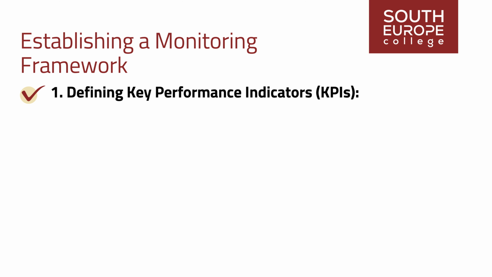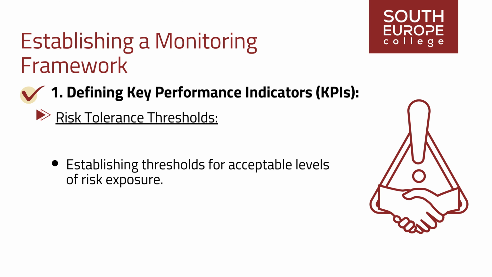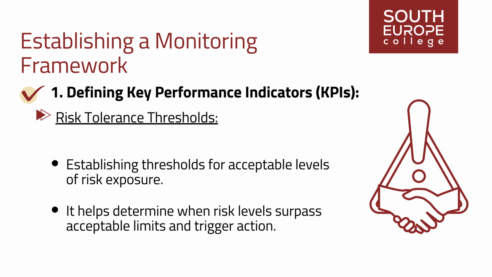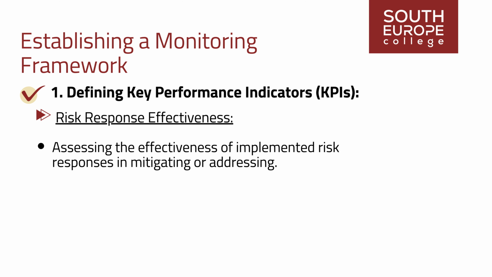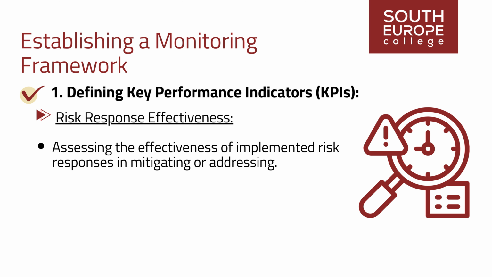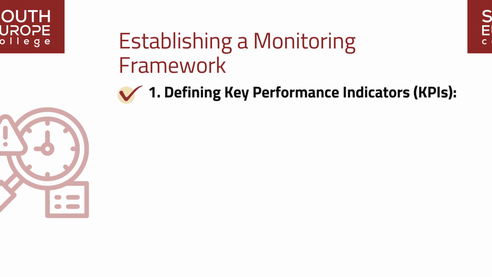Risk tolerance thresholds. Establishing thresholds for acceptable levels of risk exposure across different aspects of the project helps determine when risk levels surpass acceptable limits and trigger action. Risk response effectiveness. Assessing the effectiveness of implemented risk responses in mitigating or addressing identified risks. KPIs may include reducing risk likelihood or impact achieved through response actions.